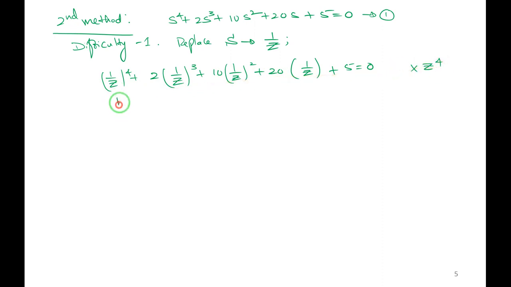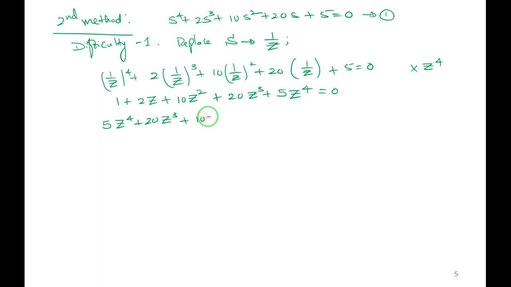So I'll be getting 1, then 2z, 10z square, 20z cube, and 5z to the power of 4 equal to 0. Rearrange it and write it starting from the highest power of z: 5z to the power of 4 plus 20z cube plus 10z square plus 2z plus 1 equal to 0. So this is the modified characteristic equation.